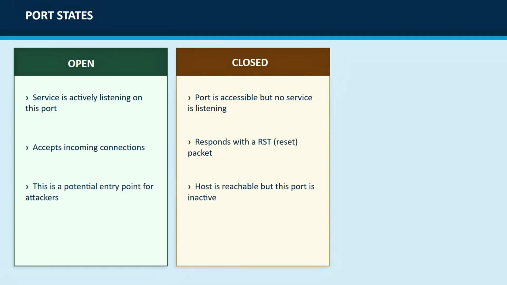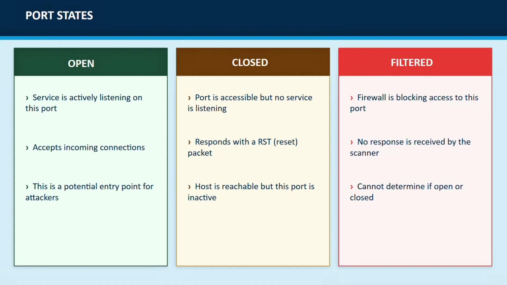The second one is the closed state. And closed means the port is accessible, but no service is listening. It responds with an RST packet. The host is reachable, but nothing is running on that port. The next one is filtered. Filtered means a firewall is blocking access to it, and that means you're going to get no response. You cannot determine if the port is actually open or closed underneath the firewall. Filtered ports tell you there is security in place.